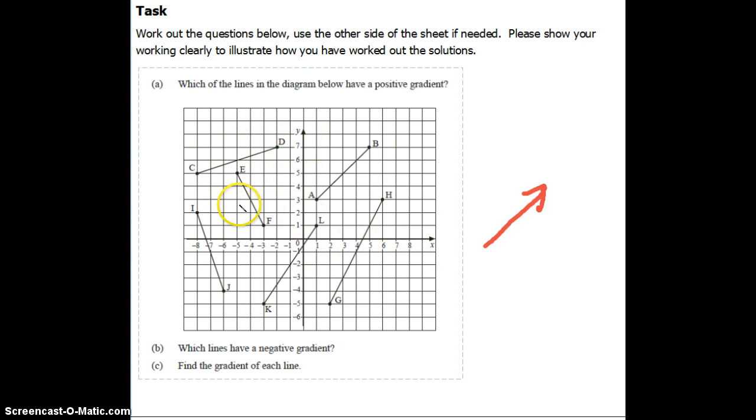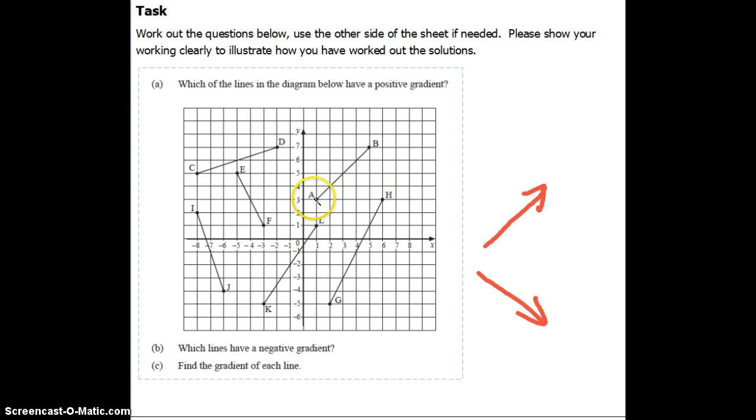Okay. I can see that line EF has got what we call a negative gradient. So as I move across, I'm going down. So I can see that I to J, E to F have got negative gradients. So there are 4 lines that have got positive, 2 lines that have got negative gradients. The last bit is it wants me to find out what the gradient is for each line.